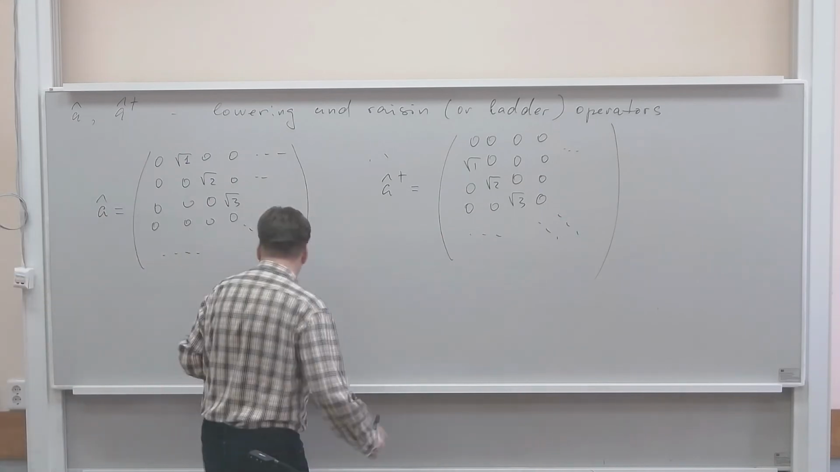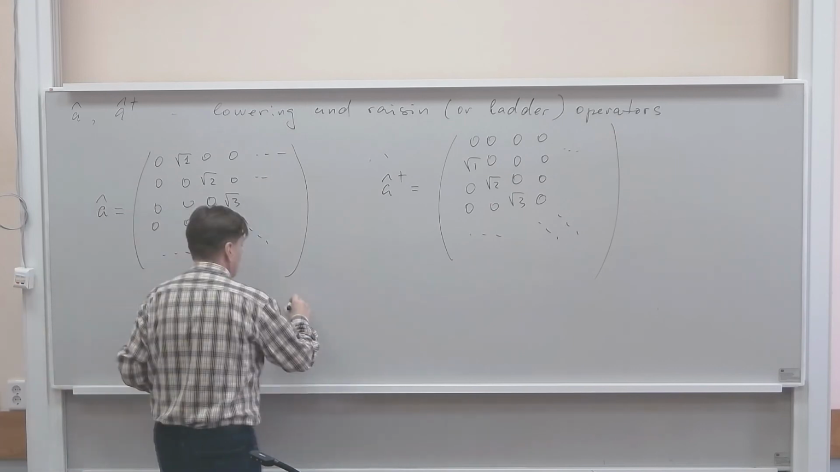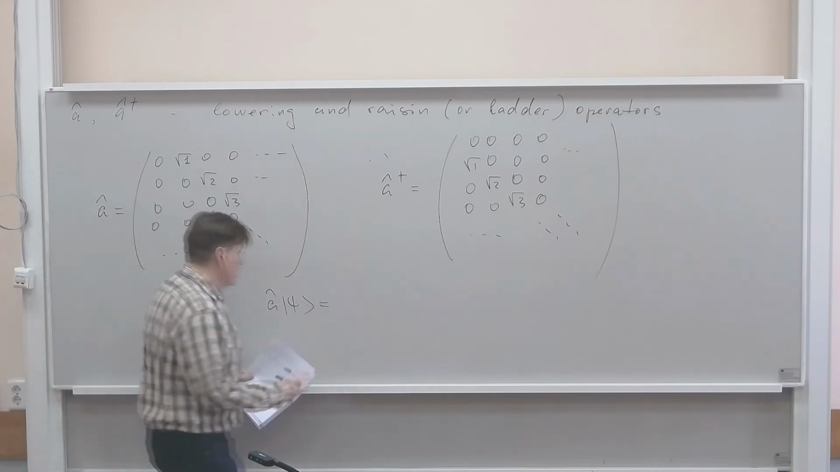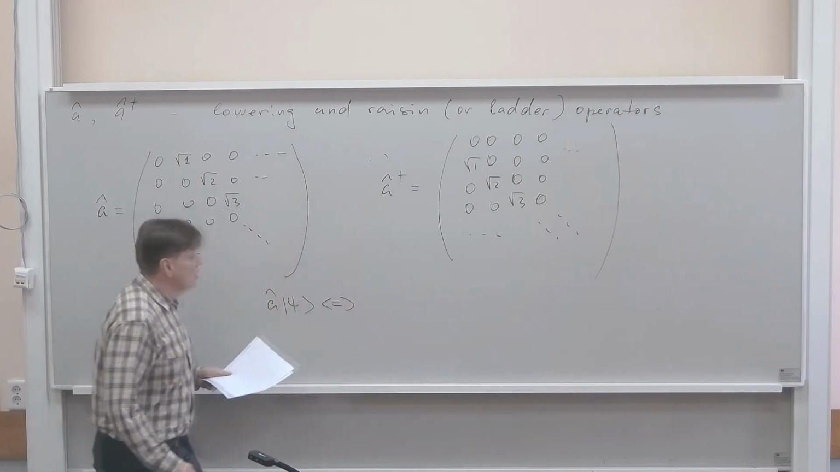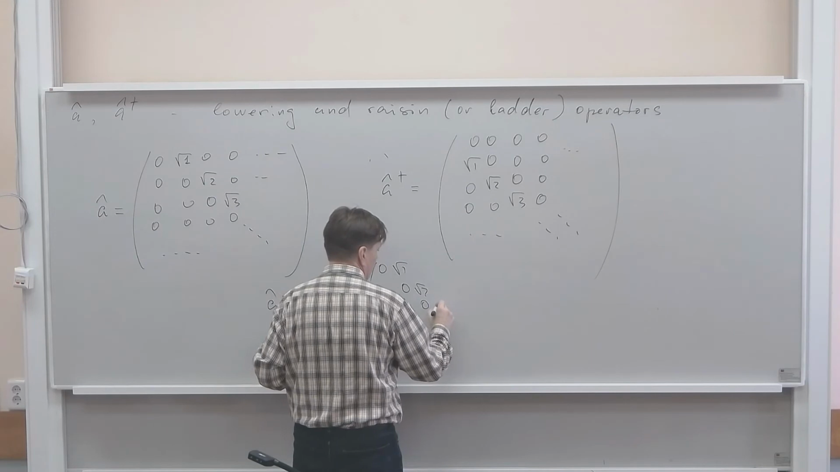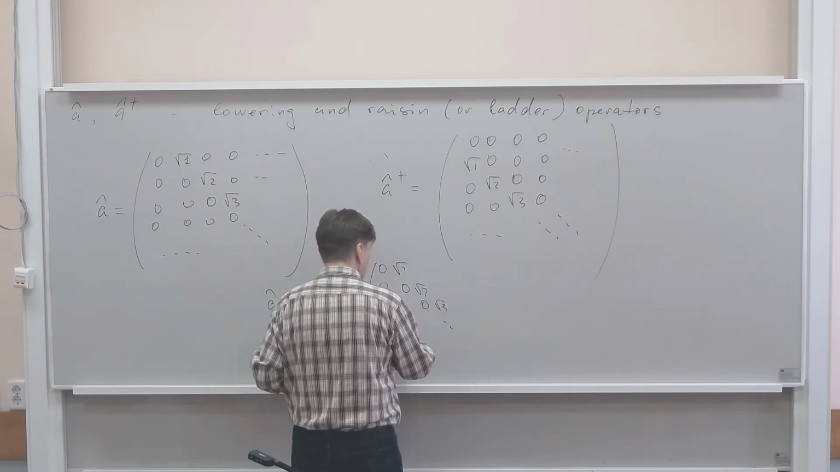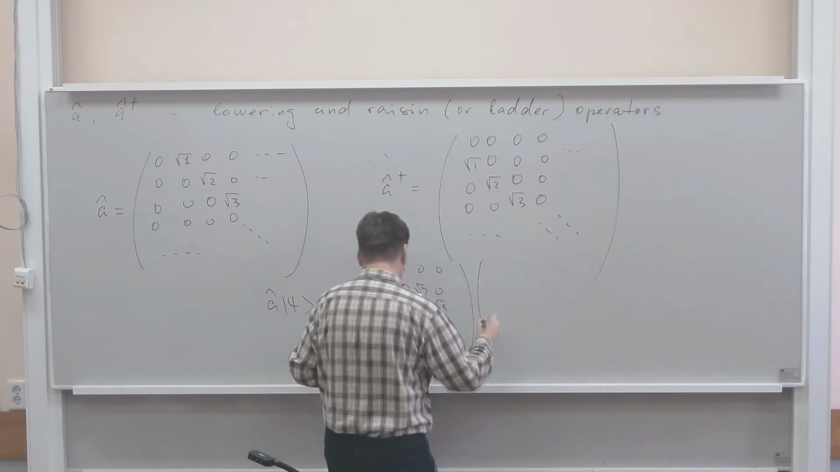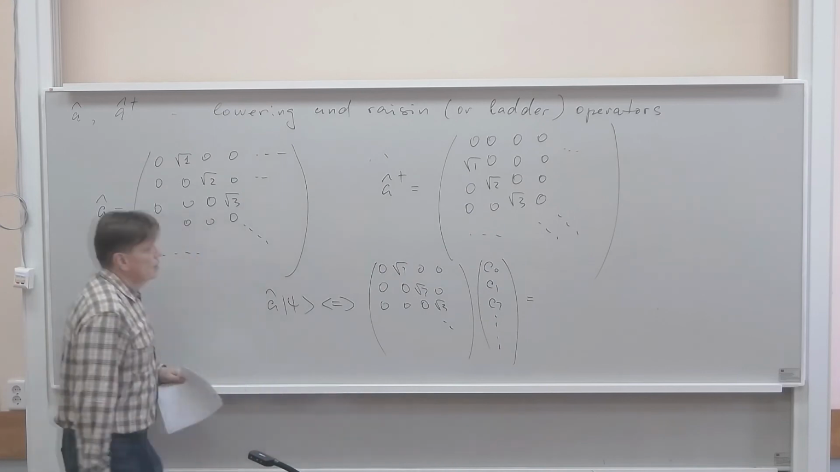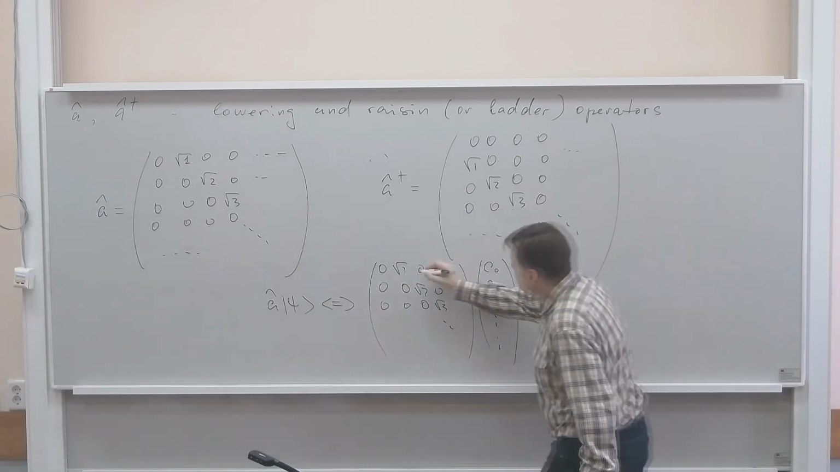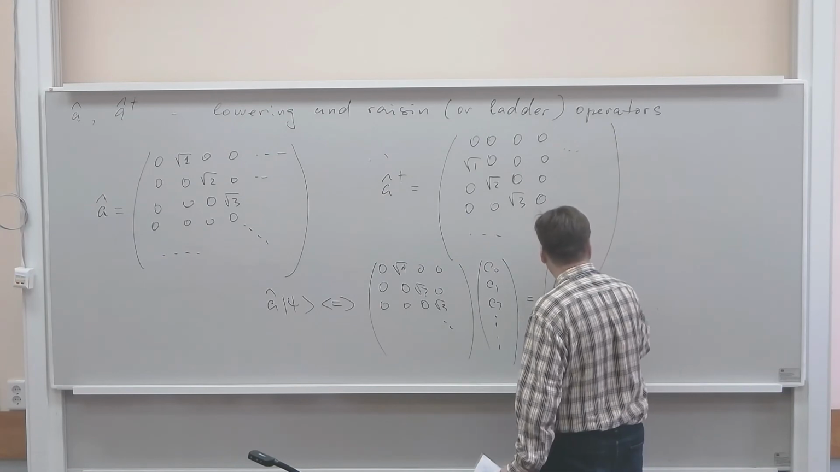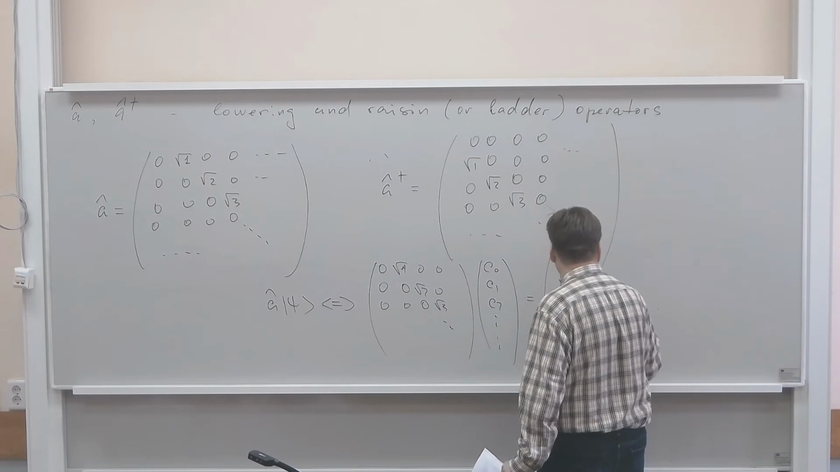And in particular, the action of the lowering operator A on the ket vector psi can be written in matrix notation in the following way, as a product of two matrices, namely the matrix of A and the column C_0, C_1, C_2, and so on. And multiplying these matrices, one can easily get that the result is square root of 1 times C_1, square root of 2 times C_2, and so on.